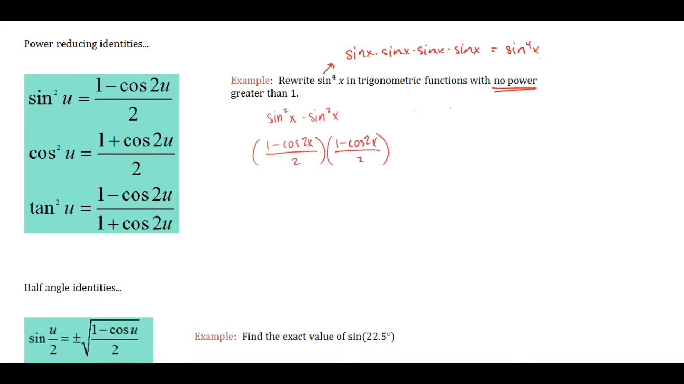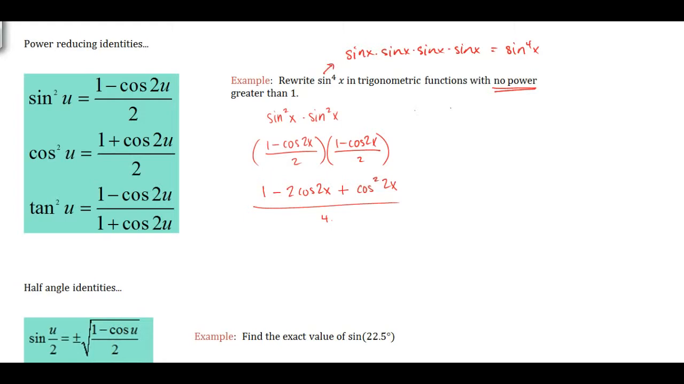So let's see. If we FOIL this out, I would have 1, then minus cosine 2x and minus cosine 2x right behind it. So minus 2 of the cosine of 2x's. And then, here's the bad one, plus cosine squared of 2x. Now that was the bad guy, right? All over 4. Now at that point you're feeling pretty good. You've almost gotten rid of all of them.